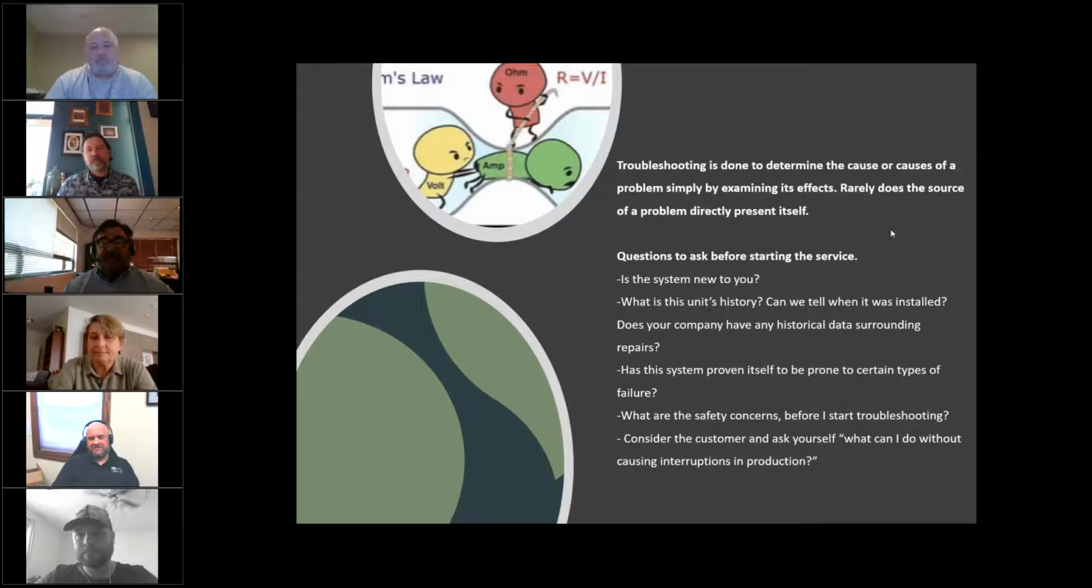Troubleshooting is done to determine the cause or causes of a problem simply by examining its effects. Rarely does the source of a problem directly present itself, like the example of my fill problem. What it ended up being was the autofill probe was caked up with stuff. So before the tech actually arrived at the autofill probe, he had changed 3 parts and run 2 hours of labor for the customer. So a question you want to ask before starting the service is, is the system new to you?